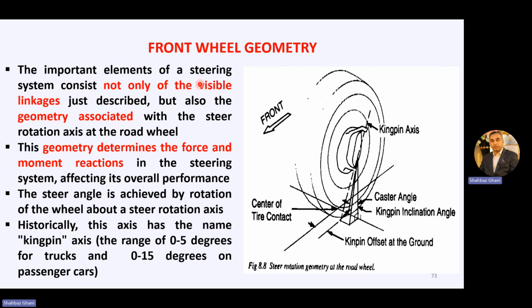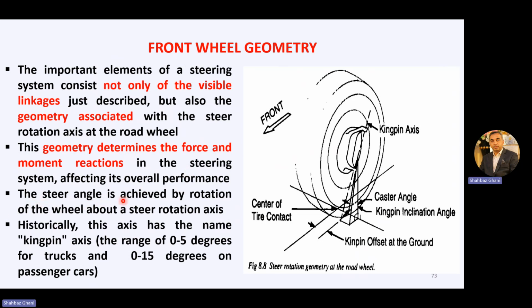So the important elements of the steering system consist not only of the visible linkages just described, but also the steering geometry associated with the steer rotation axis at the road wheel. This geometry determines the force and moment reactions in the steering system, affecting its overall performance.